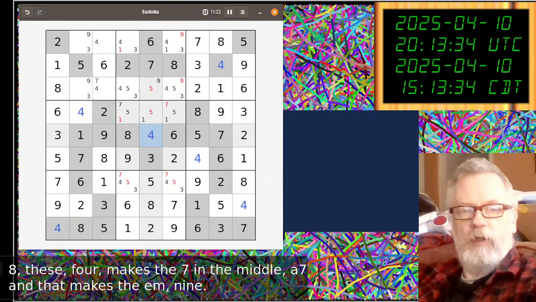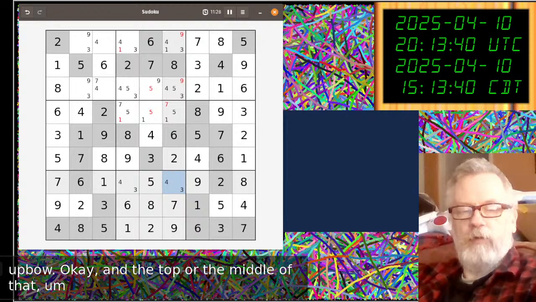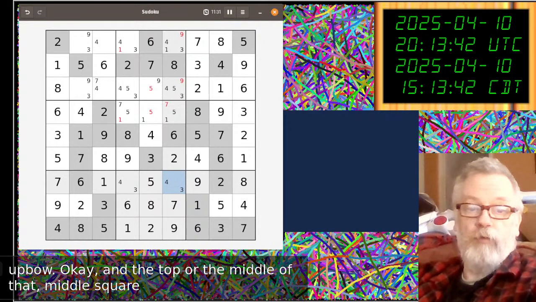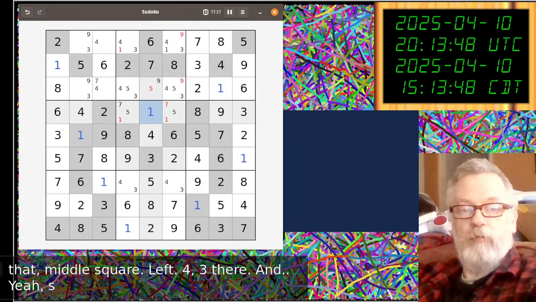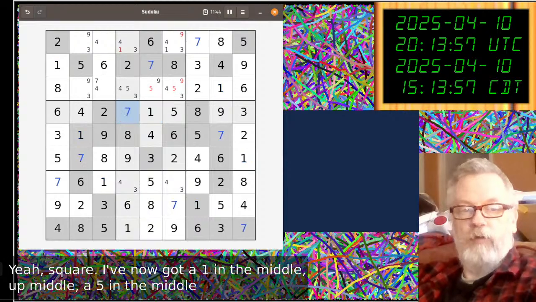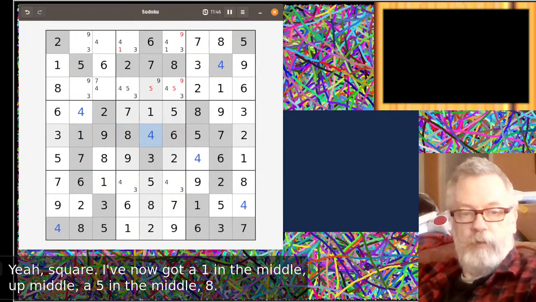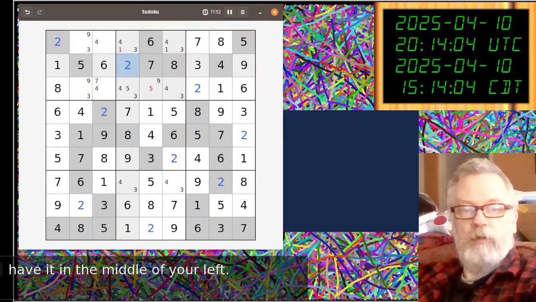I get a 5 in the middle of that middle square left, and that leaves a 4, 5 or 4, 3 pair in that square. I've now got a 1 in the middle, upper middle, a 5 in the middle, upper right, and a 7 in the middle, upper left. It doesn't change anything at the bottom there. Clean up the 5, 9s, 9, 5.